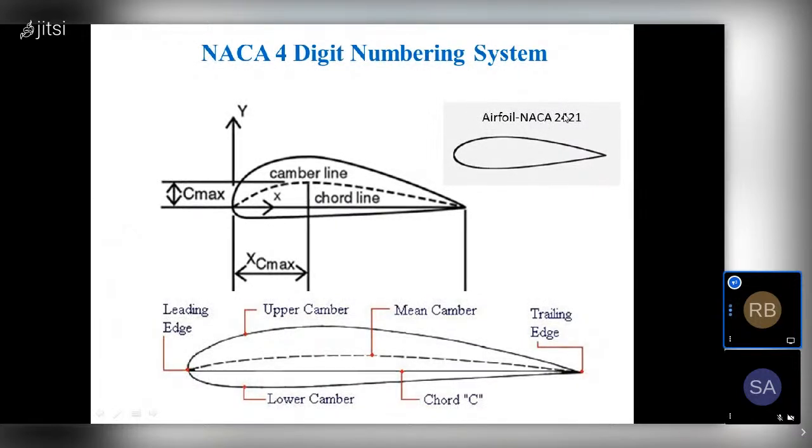Okay, which means the second digit we have, the 4, that is the location of the camber from the leading edge. This is our xc, the location of camber from the leading edge. And the last two digits we have, 21, that is the maximum thickness. This complete distance from the lower surface to the upper camber surface is the maximum thickness t in percentage of chord.